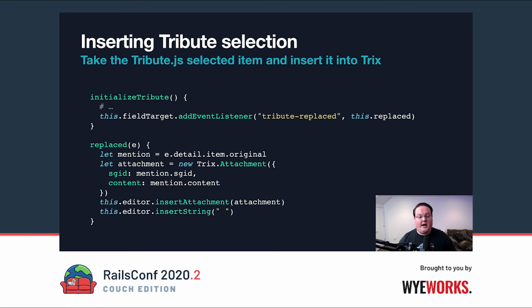So we can grab the JSON for Henry by saying event.detail.item.original. That's going to grab our JSON object for it that Tribute has filtered out for us. And then we need to insert our Trix attachment. This is the same code we would do on the YouTube example. Just insert the SGID and the content, and voila, you have a Trix attachment that is safe for ActiveStorage to save. And then we insert our attachment, and then we can just add a space at the end so that you can continue typing and you don't have to hit space after typing the name.